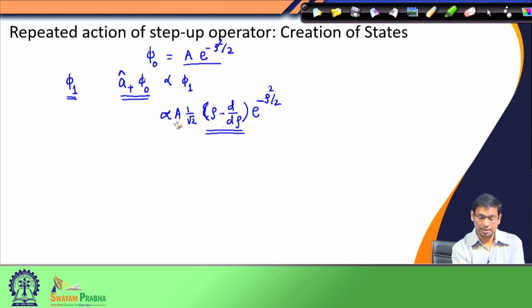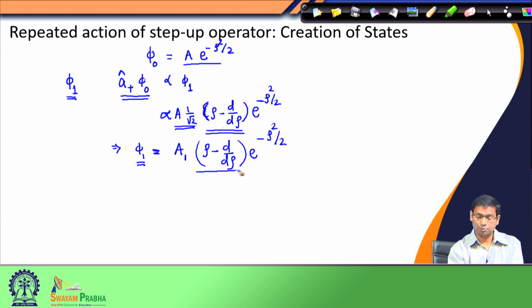Now, what you see is that I have some normalization constant, and I again have to renormalize this new function. So, in other words, instead of using this proportionality, I am putting all these constants into a new constant, which I am calling A1, and simply I have the form. So, to get phi 1, I have to calculate the action of this operator, the a plus step up operator, on this function.